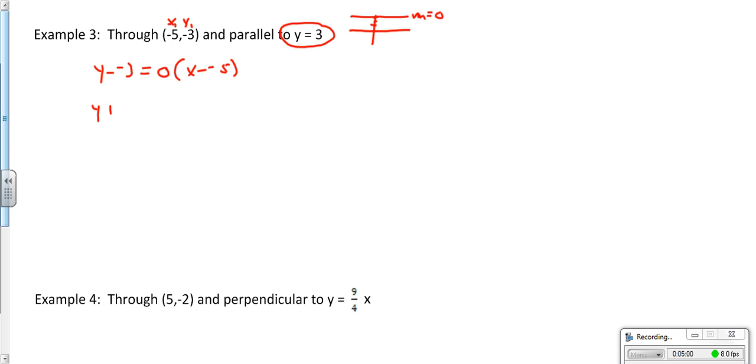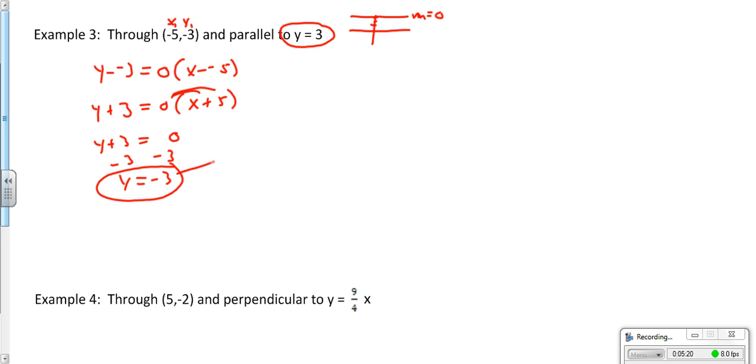So if I clean it up, I get that. Now if I take and distribute the 0, we get 0. So we solve for y. So the line y equals 3, y equals negative 3, excuse me, is parallel to this line and goes through that coordinate. So it'll be down here.